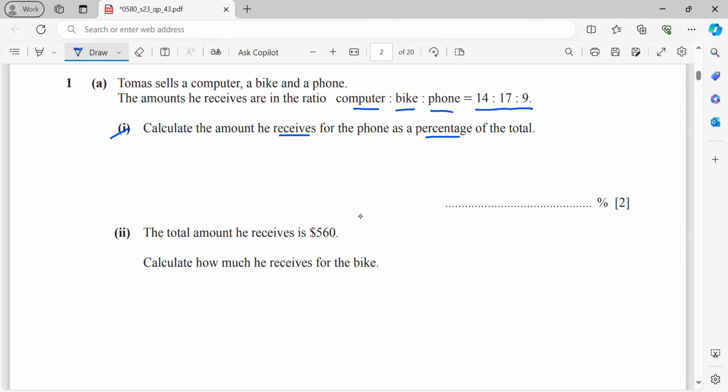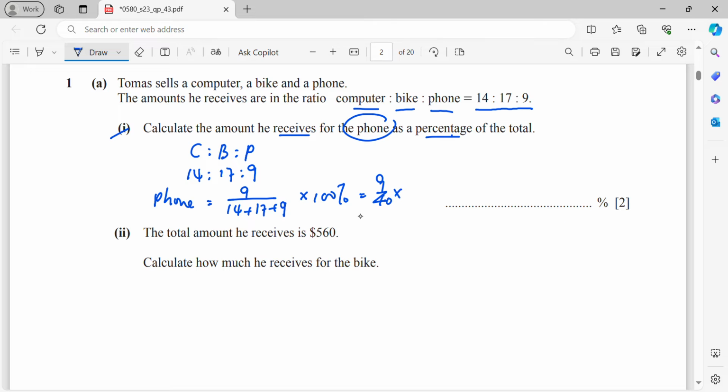Okay, so from here we know that computer to bike to phone is 14 to 17 to 9. We need to get the phone as a percentage of the total. So the phone is basically 9 over 14 plus 17 plus 9. That is the total, then times 100% because it is a percentage. So from here, you will be getting 9 over 40 times 100%, which is 22.5%. So the answer is 22.5.